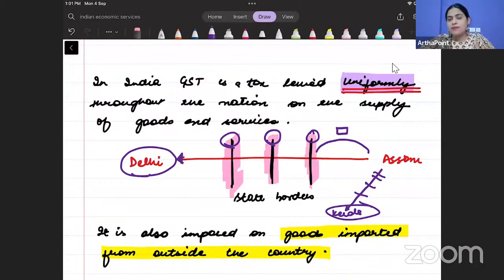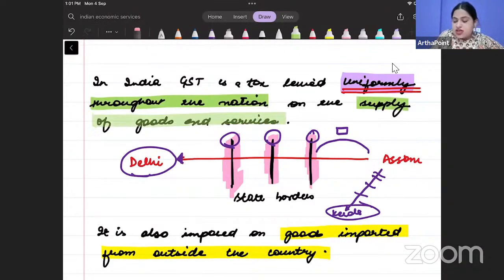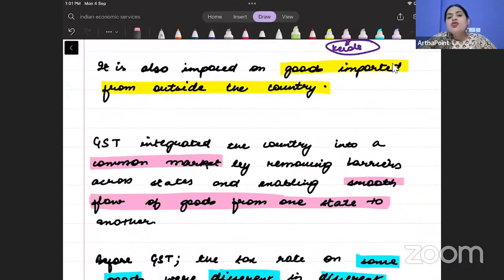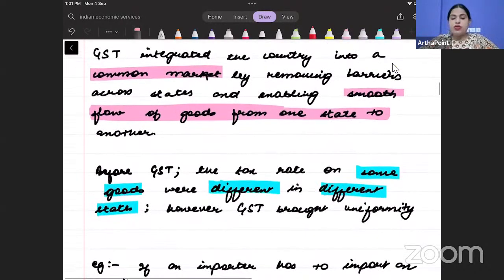But now that's not the thing. We have the same tax rate on the product, और वो across the nation same ही है. So this means that the system is uniform. हमारा जो tax है वो uniform है. So GST is bringing uniformity throughout the nation on the supply of goods and services. Okay, fine. Continue. It is also imposed on goods imported from outside the country. So even on imports, GST is plugged in. Clear? Okay, come to the next point.